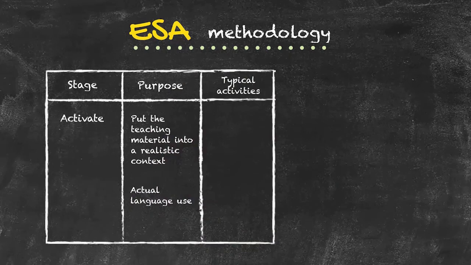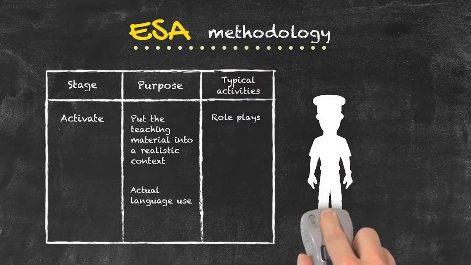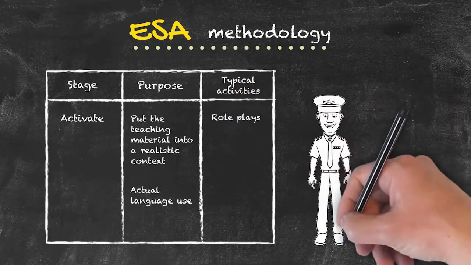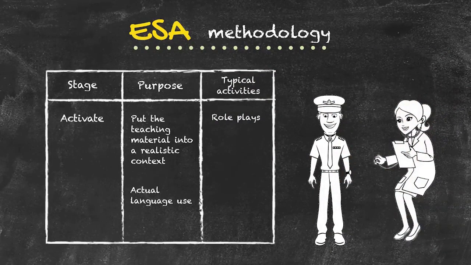Okay, so let's look at some typical activities that could be used for the activate stage of a lesson. Remember, what we're trying to do is to get the students to use the language that they've learnt in some form of realistic context. So, typical activities may include role plays where the students take on the role of a doctor or a dentist or a patient, and they actually generate a set of language that uses this particular teaching.